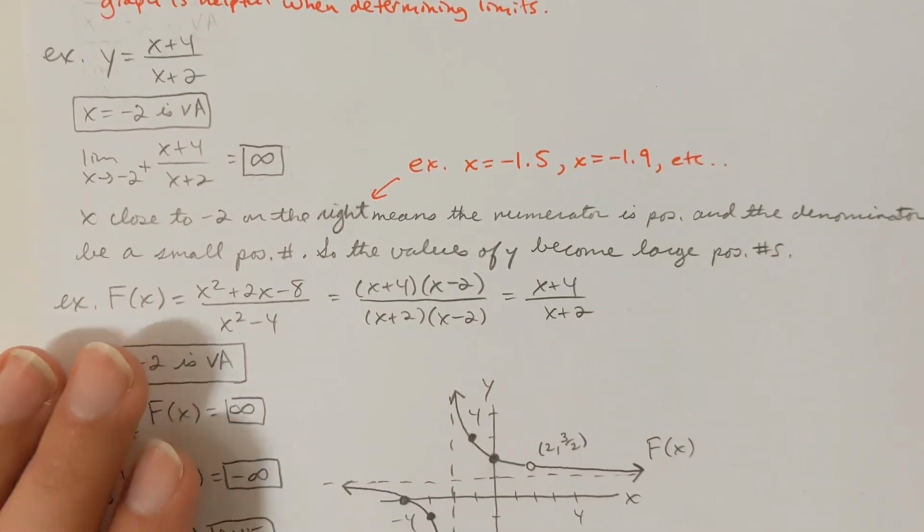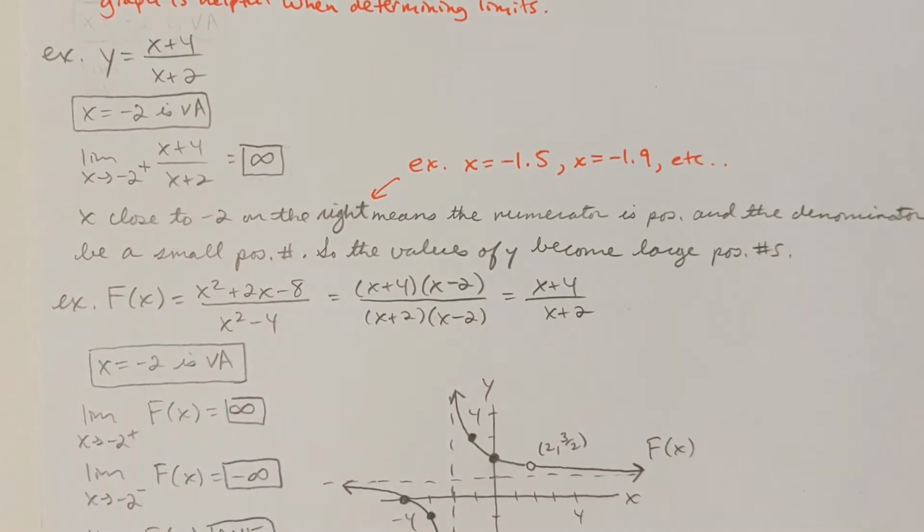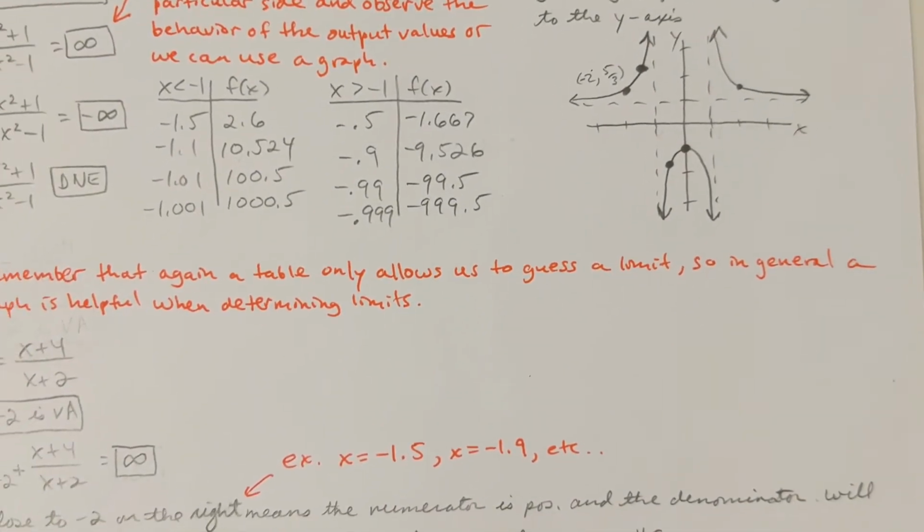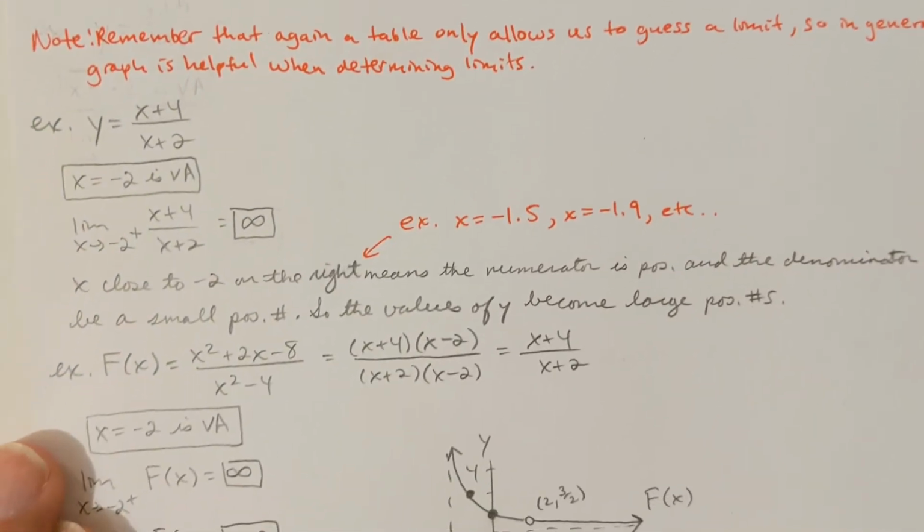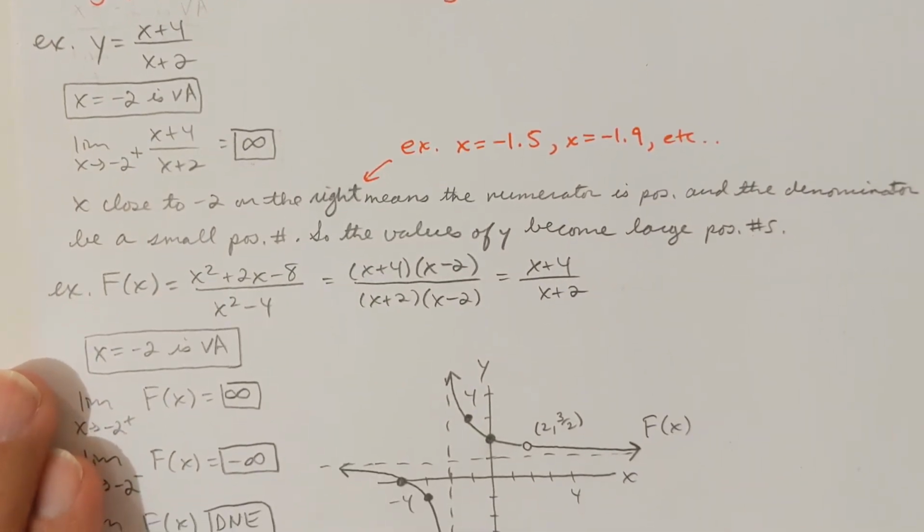Okay, here's another one, y equal x plus 4 over x plus 2. So again, from what I know from algebra, I can know that x equal negative 2 would be a vertical asymptote on this graph. Now, you can sketch a graph, okay, or you can use your calculator to sketch a graph.